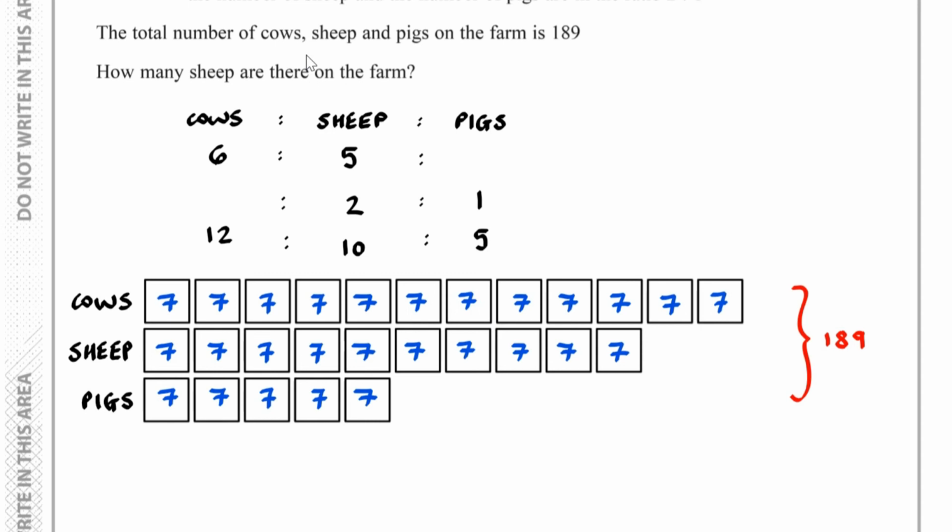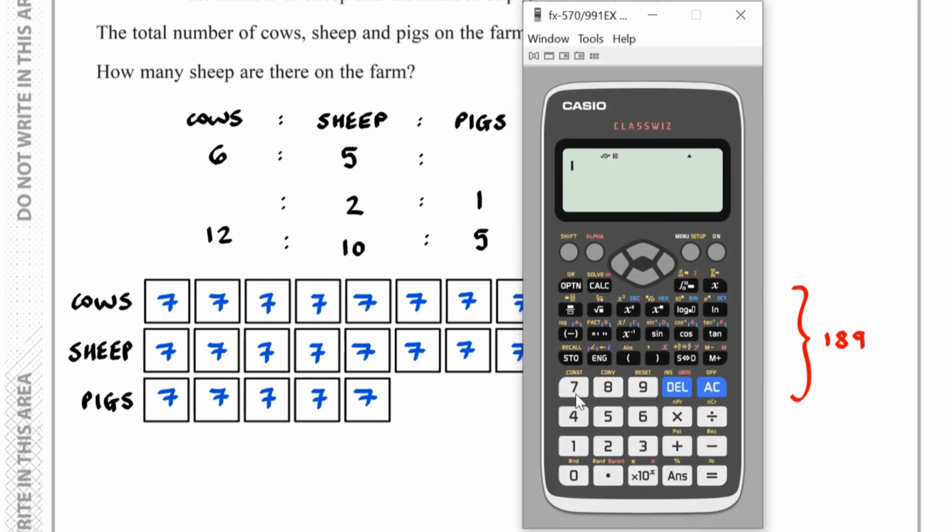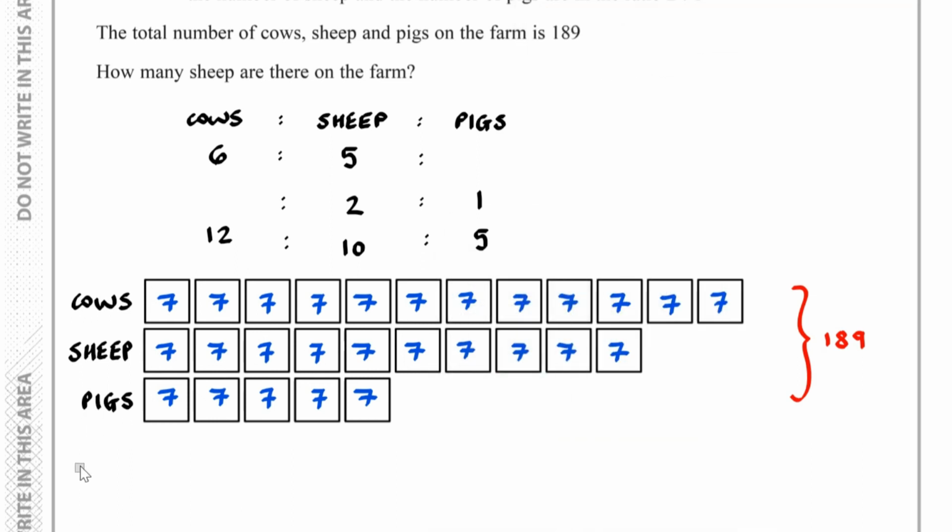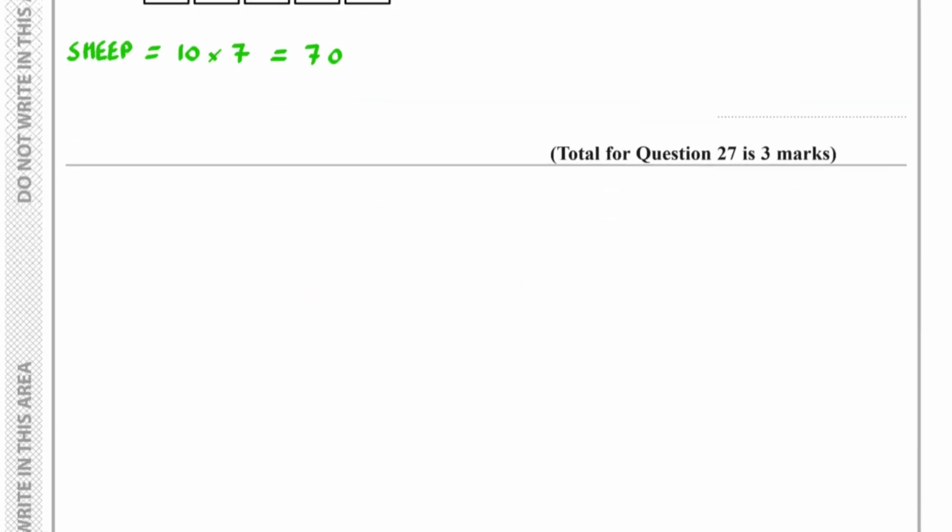So each part is going to be worth 7. So for the total number of sheep, I've got 7 times by 10, which is 70. So for sheep, we have 10 times by 7, which is 70. So there are 70 sheep.